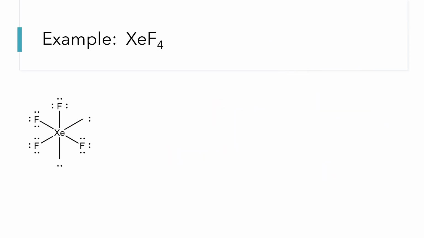All right, one last example here, xenon tetrafluoride. This is one of those weird compounds because xenon's a noble gas. We've told you forever that noble gases don't form compounds. And now we're saying, oh, well, yeah, sometimes they do.